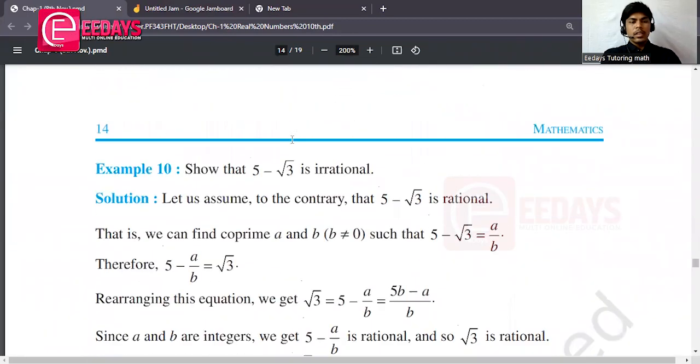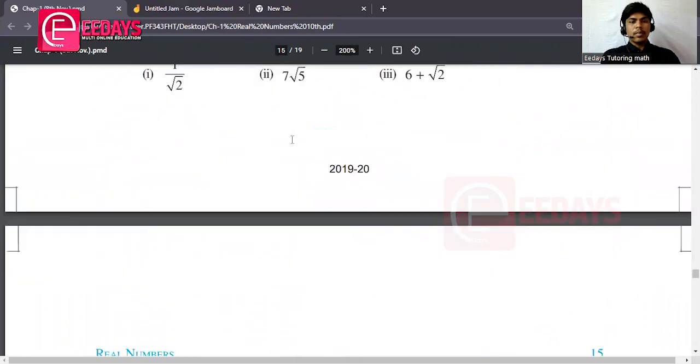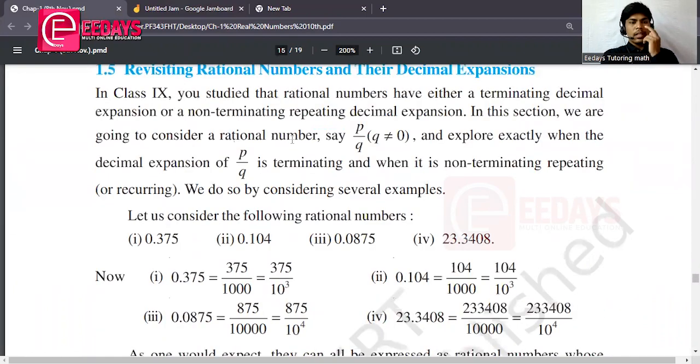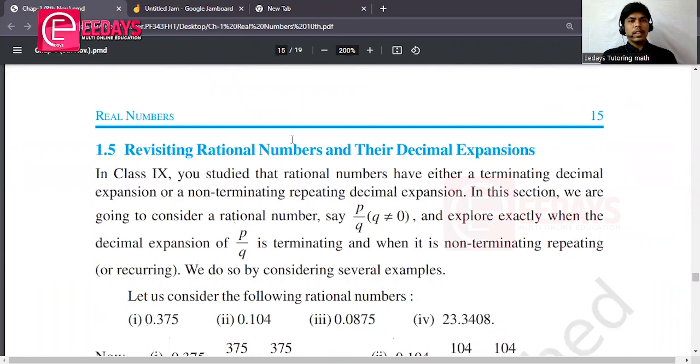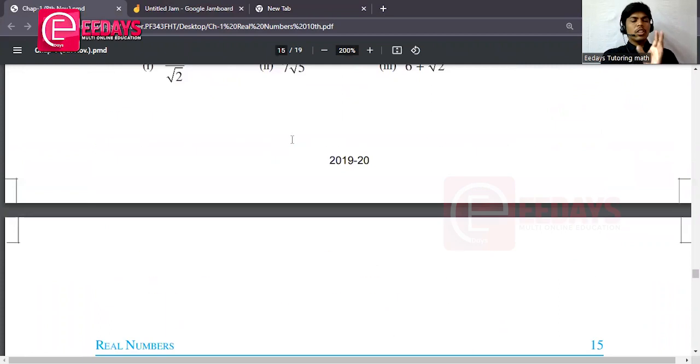We have a lot of examples there, and there are other topics also, like revisiting rational numbers and decimal expansion. All these things, irrational numbers and decimal expansion, you already completed in the ninth grade.